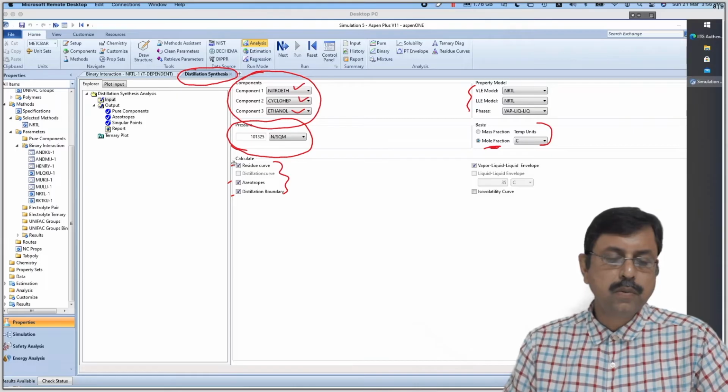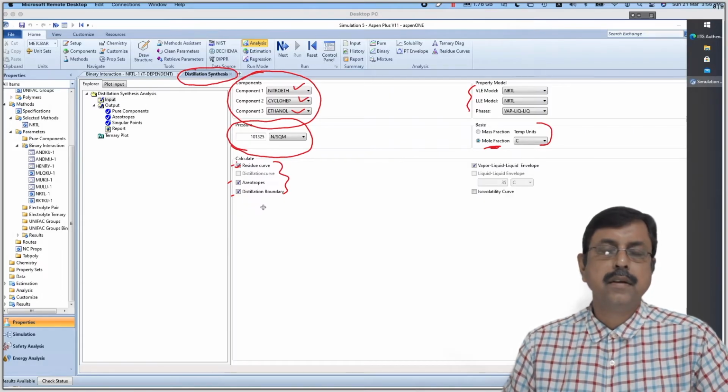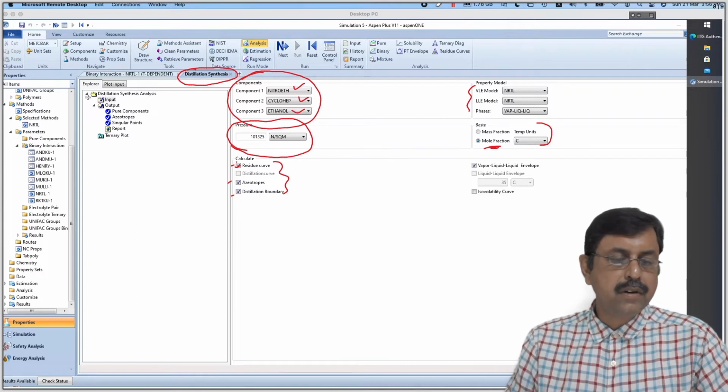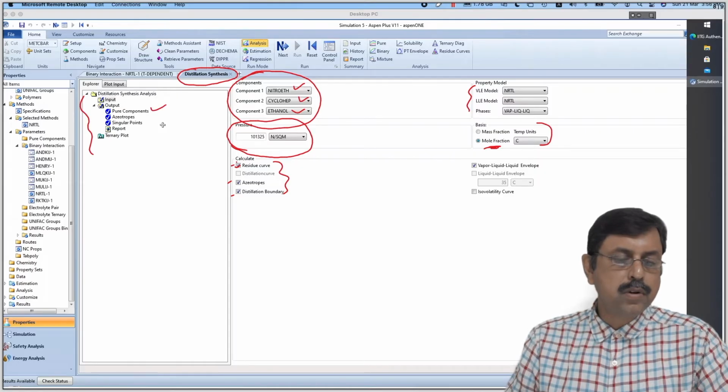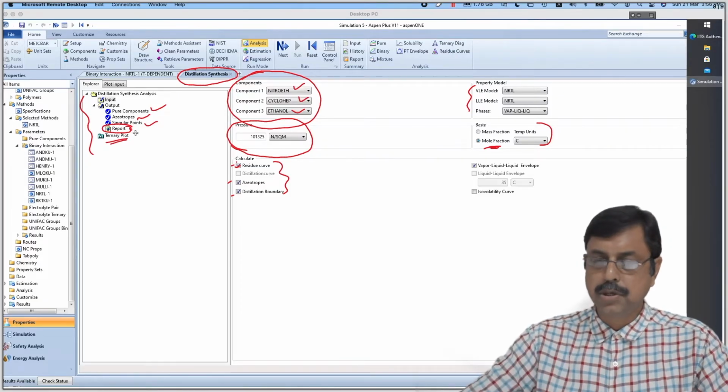Now we have ticked all of them because we want them to calculate all of them. In case you do not want to see the residue curve, you can untick this, or if you do not want either of them, you can untick this. So that is up to your convenience. And on the left hand side, you will find this explorer where you can get the output in pure component form or azeotropes, singular points. You can generate a report and you can see the ternary plot.